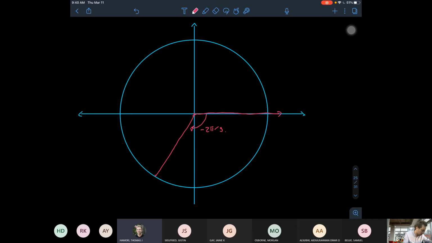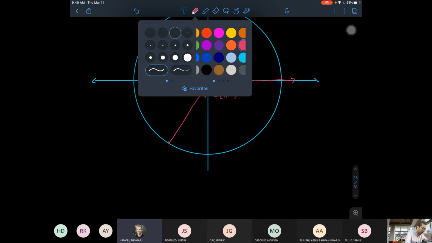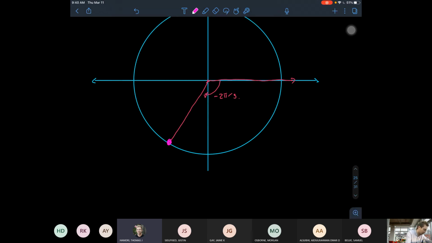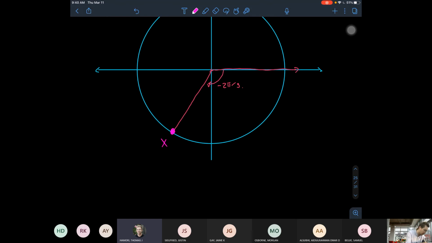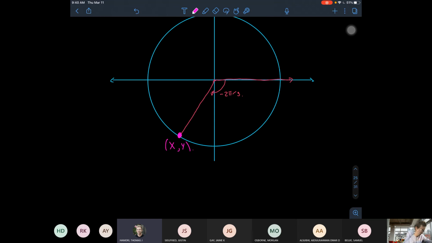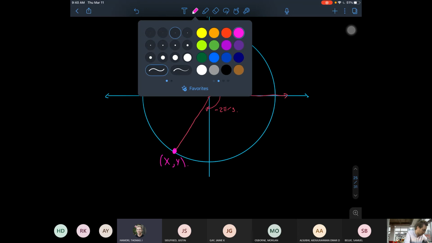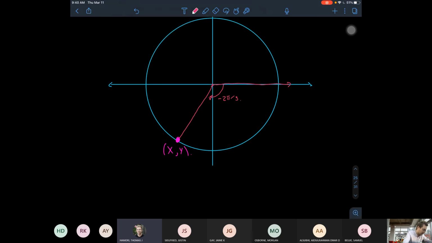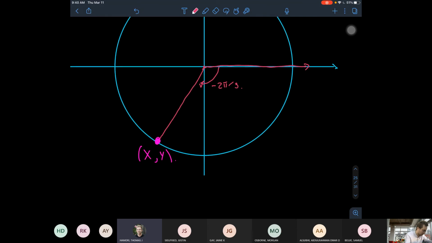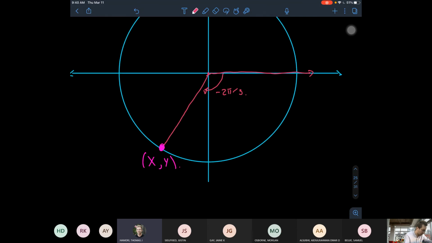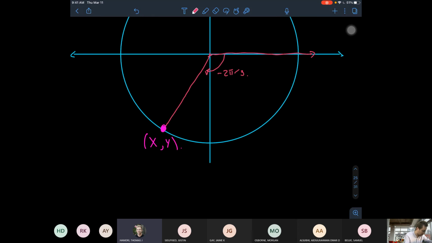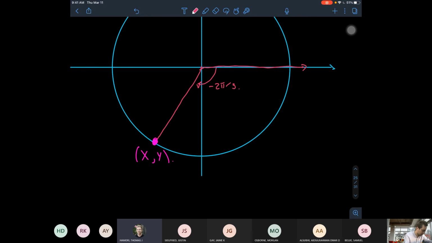So I'm interested in finding out what are the coordinates of this point right here, x comma y. Okay, and here's how I'm going to do it. I'm going to use a triangle again. Most of the time we use a triangle. And to form my triangle, I'm going to draw in a dotted line in order to form this triangle.